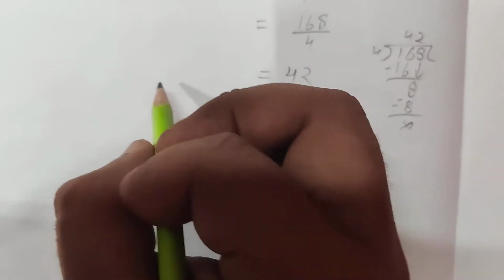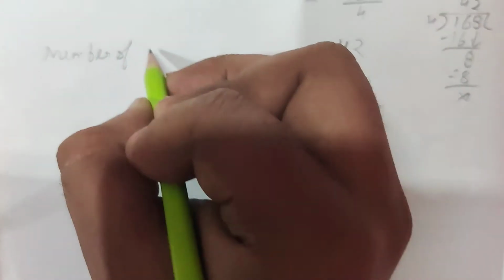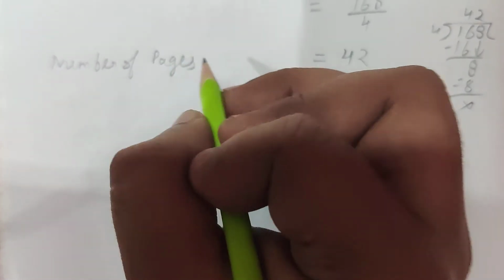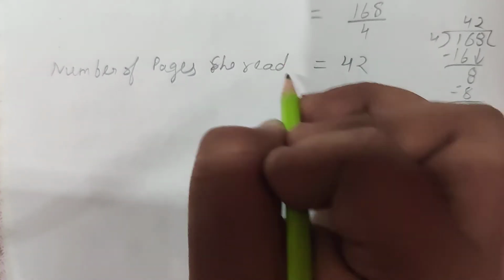4 fours are 16, and then 8, 4 twos are 8, 42. So the number of pages she read is equal to 42 pages.